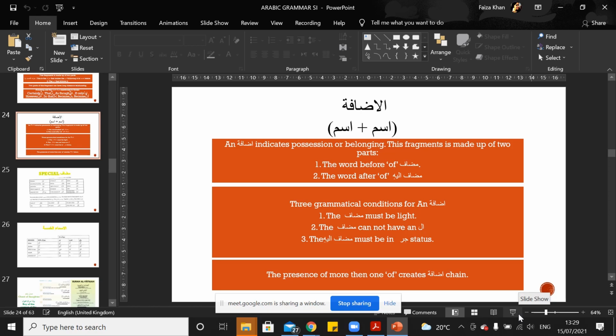So we say an idafa fragment minimum contains two isms, but it can contain more than two connected together through the grammatical condition of idafa. Are you getting this part? I think when we do the exercises, inshallah, it will be clear to you, inshallah ta'ala.